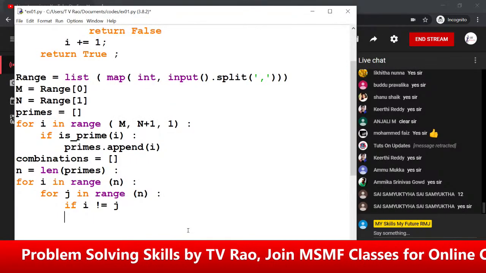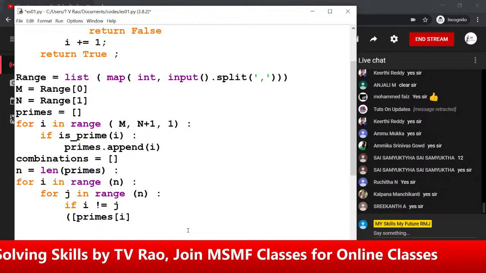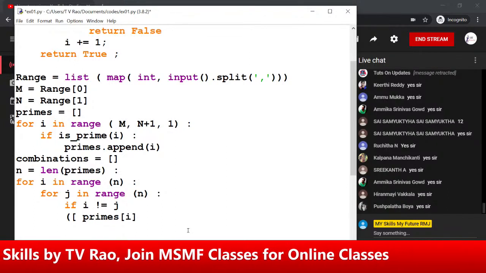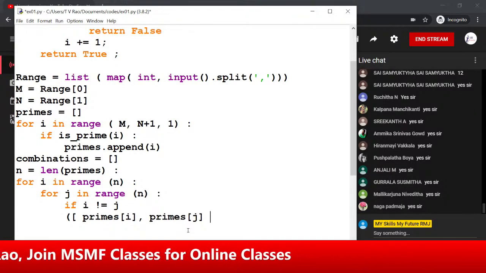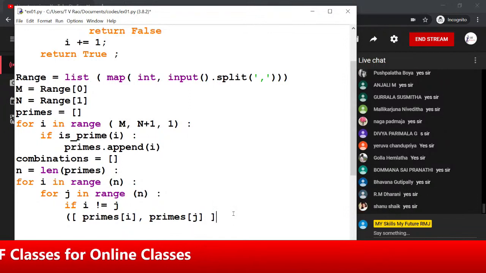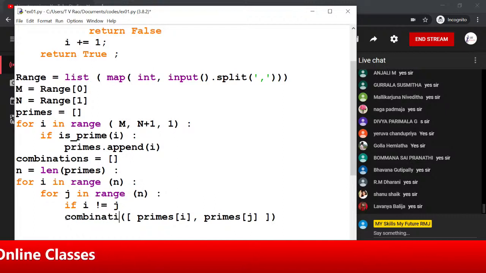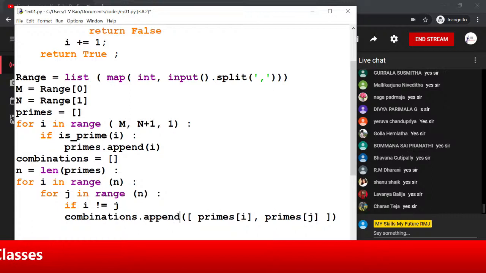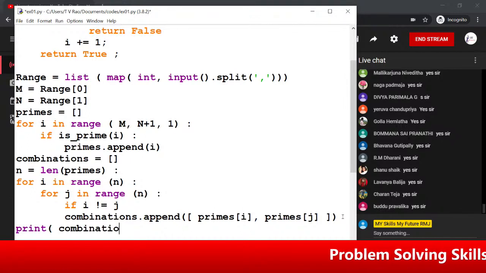Okay. Then what you do is you make a list of primes I and primes j. And append these two to combinations. Combinations dot append. Okay. So what is appended? The list is appended, right? So the problem is half done. A lot to do now. Print combinations. It is more about syntax than logic.